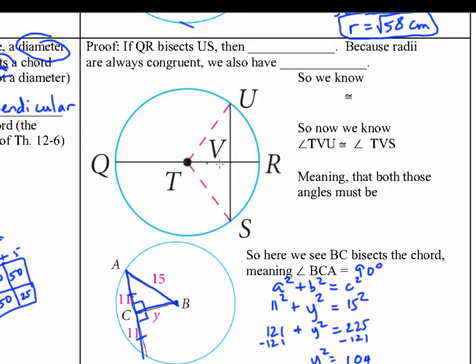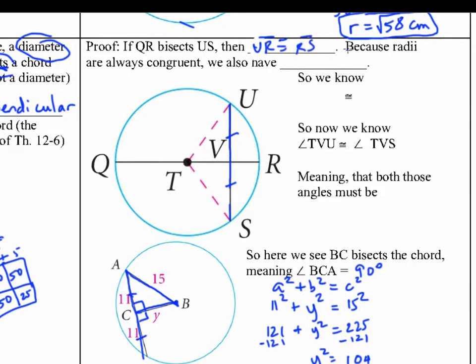then we want to prove that this guy, QR, is perpendicular. So if QR bisects US, that means by definition of a bisector, we're doing a kind of short version here, that this is congruent to this. This chord got bisected, so he split it in half. Then we get UR is congruent to RS.